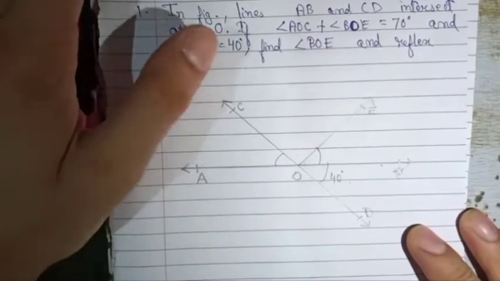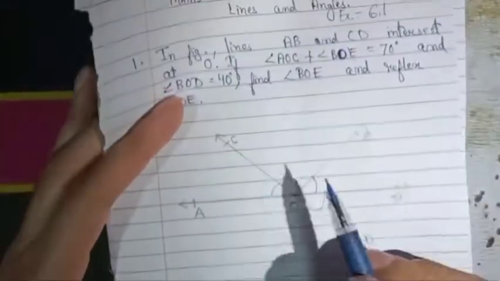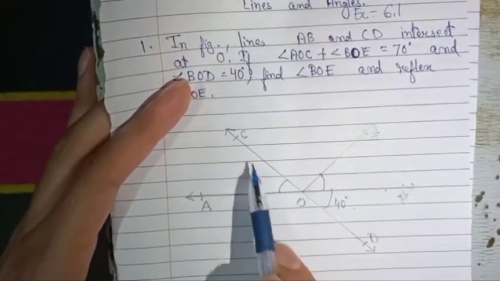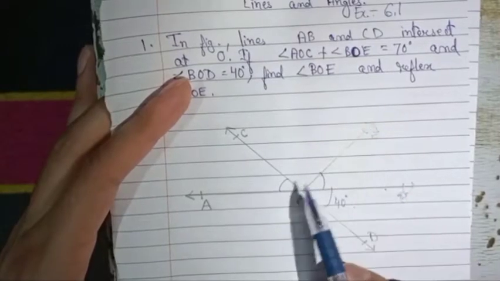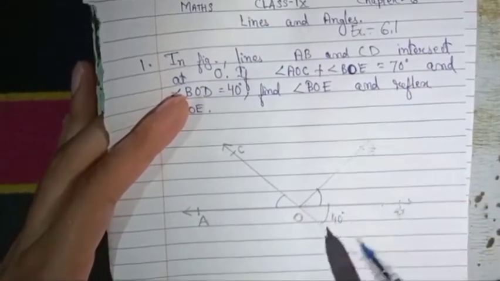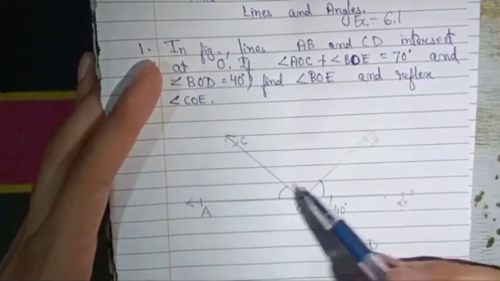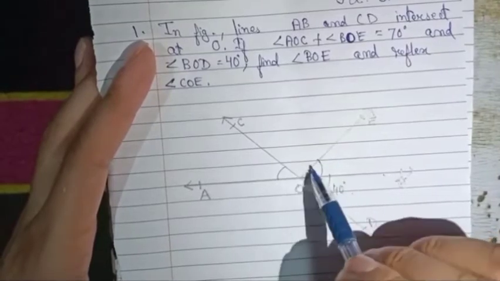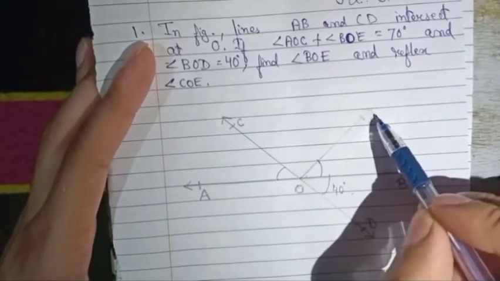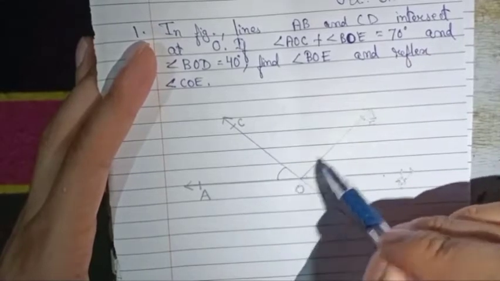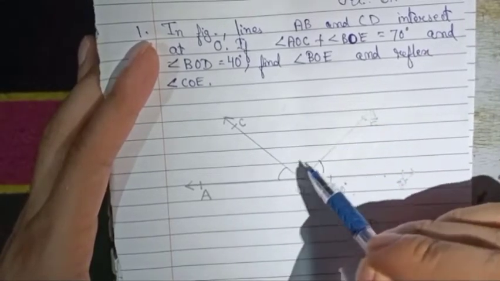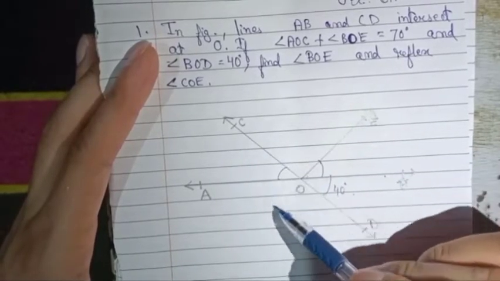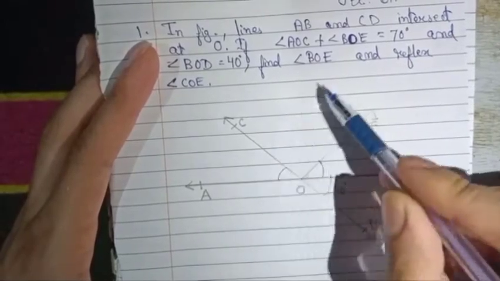First of all, let us check what is given to us. Angle AOC plus angle BOE, their sum is given as 70 degrees. And we have to find the measurement of reflex angle COE. Reflex angle COE means 360 minus angle COE. If we subtract the measurement of angle COE from 360 degrees, we will get the reflex angle COE, that means this whole part.